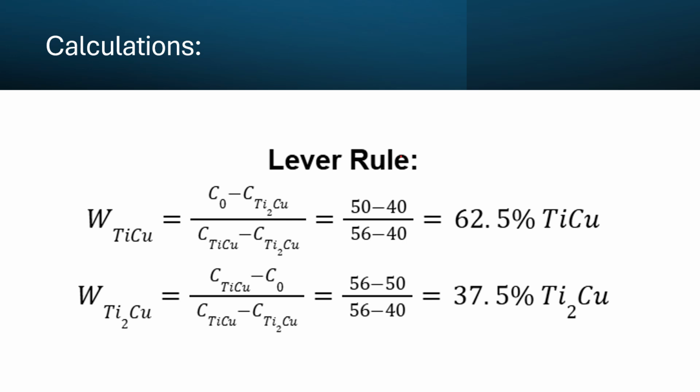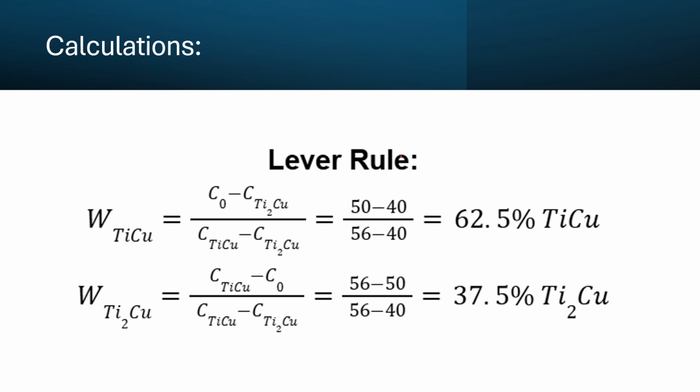So you may be wondering where we got our weights from earlier on. Well, they can be calculated using the lever rule. So, for example, we'll start with titanium copper and our titanium 2 copper. For the weight of titanium copper, we take our concentration, C0, and we subtract it from the concentration of titanium 2 copper. We'll divide that by the concentration of titanium copper minus the concentration of titanium 2 copper. Doing that out, we get our weight for titanium copper to be 62.5%.